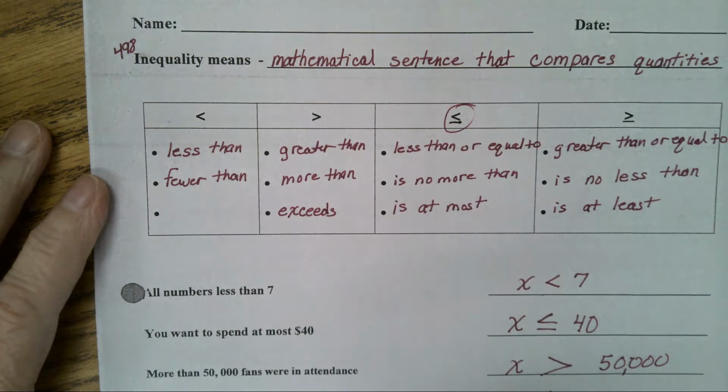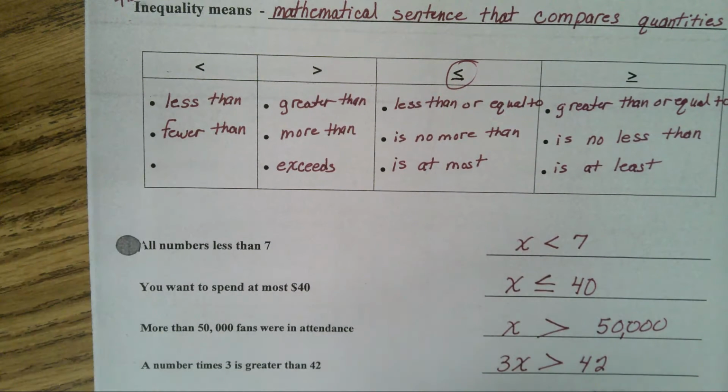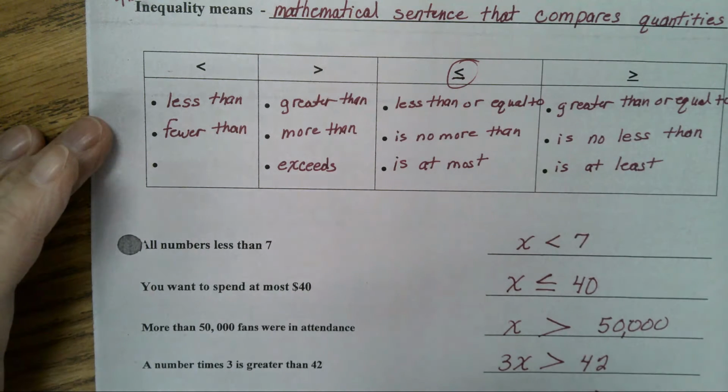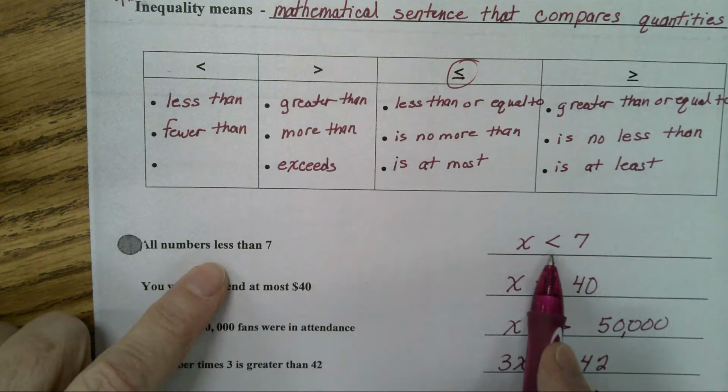All right, so this is what your answers should look like. And I'm going to give you a few hints of what to think about or look at when you are doing this. All numbers less than 7. So this represents all the numbers less than 7. Is it equal to 7? No, only less than 7. Any questions on that one? That one's easy. Should be an easy one.